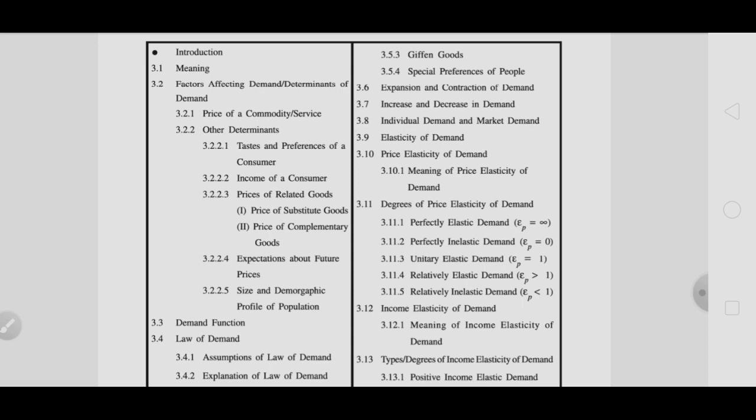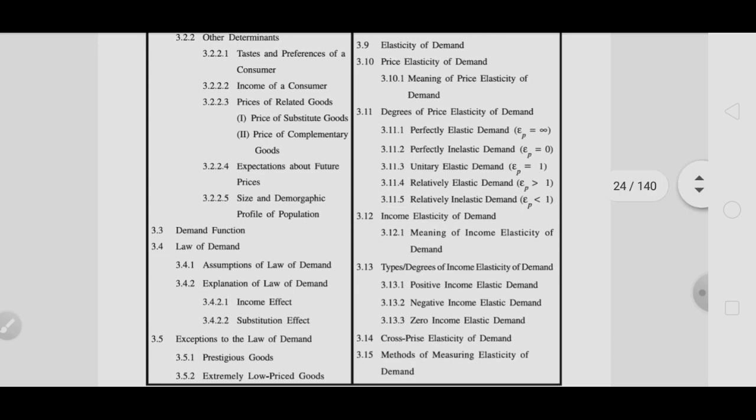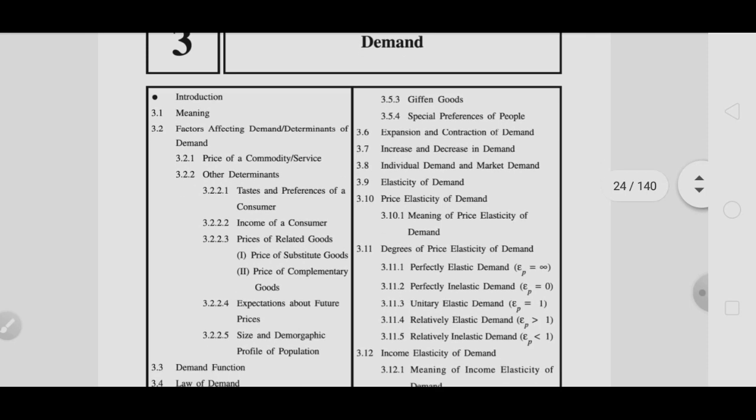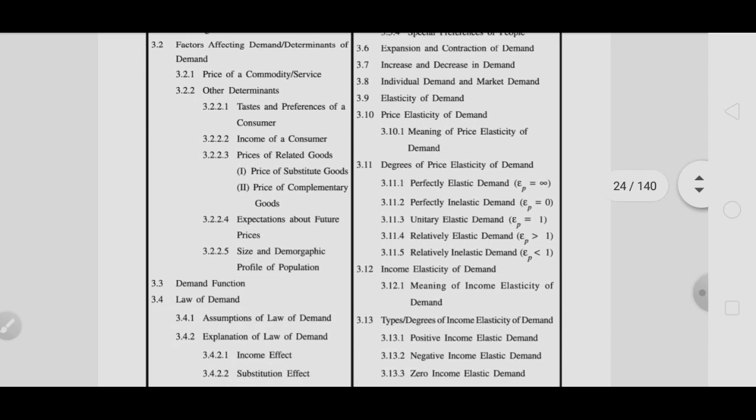Then after meaning we'll discuss the factors. It means those determinants which decide the demand. Then the demand function, it means the functional relationship between the demand and its different elements. Law of demand. Then exceptions, because there are some exceptions. And expansion, contraction, increase, decrease.